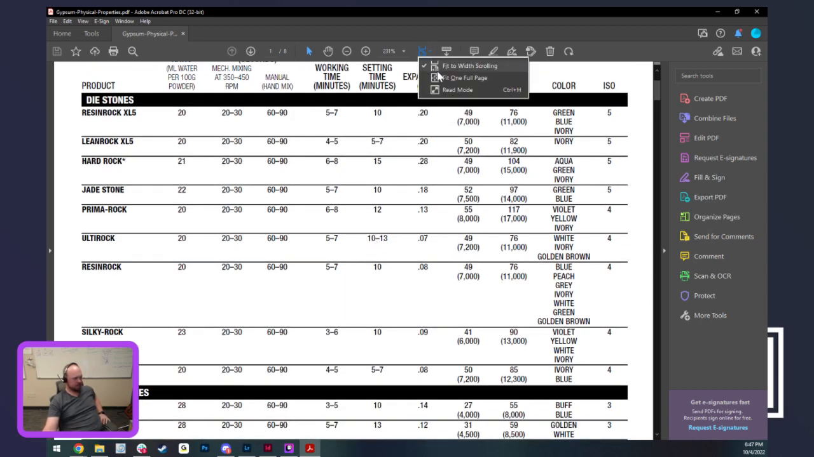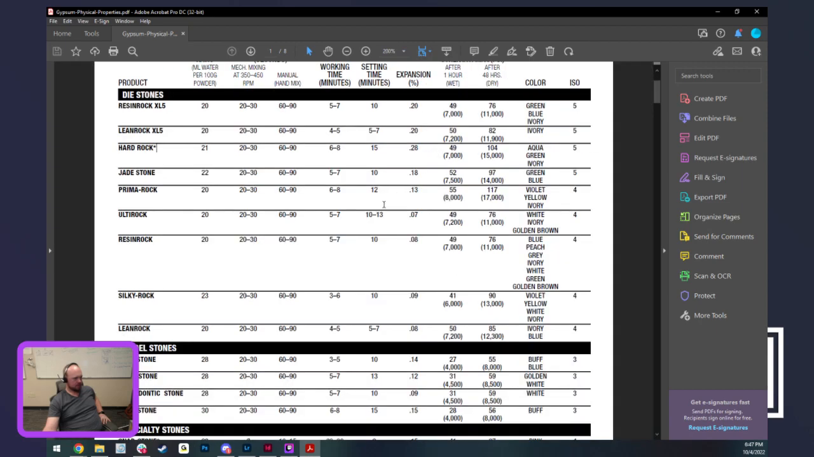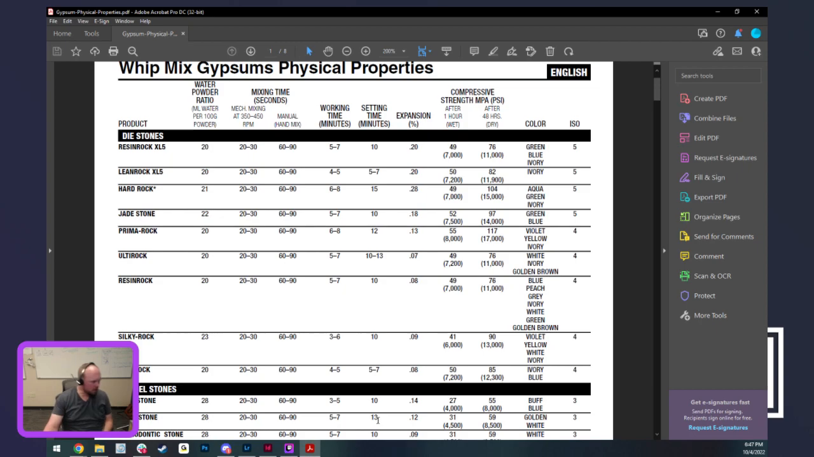I'm going to decrease the size on this a little bit. I'll take it down here so it's easier to see. All right, so we're right here. The working time in minutes is 3 to 5 minutes, and the setting time is 10. So your total time then would be 13 to 15 minutes, I guess is how that works. Or maybe the setting time is your total set time. Your expansion is 0.14, and that's why we were coming here. So we've just got an expansion of 0.14.